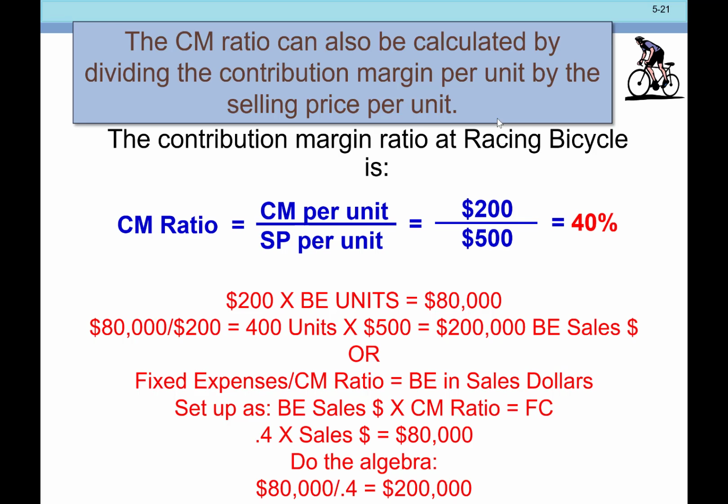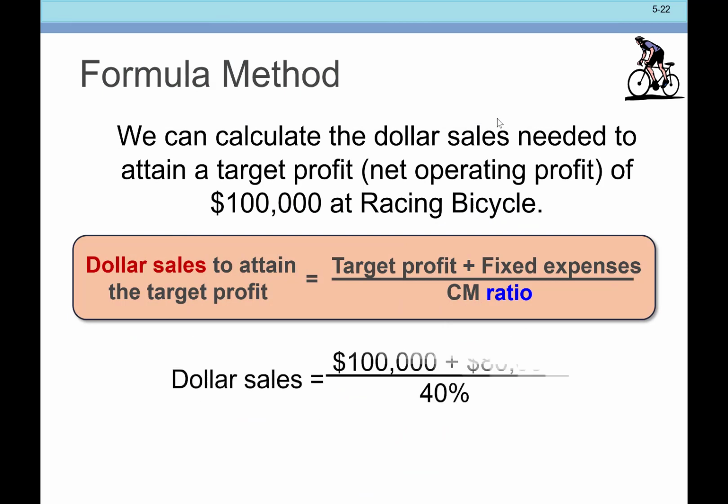I always set it up. Break-even sales dollars times contribution margin ratio has to equal fixed cost. Do the algebra, and by using the contribution margin ratio, the answer automatically comes to me in dollars. Okay, good. So you come over, and if it's target profit, you can still use that contribution margin ratio for that. You just divide by the contribution margin ratio, and it's going to automatically give you the answer in sales dollars, which is $450 if we had a target profit of 100.